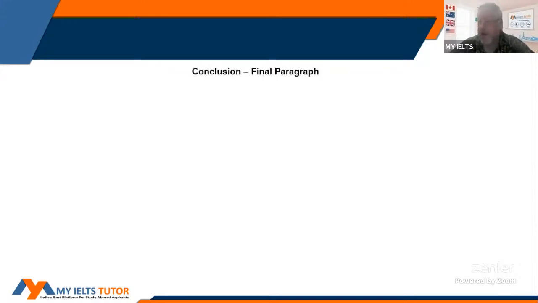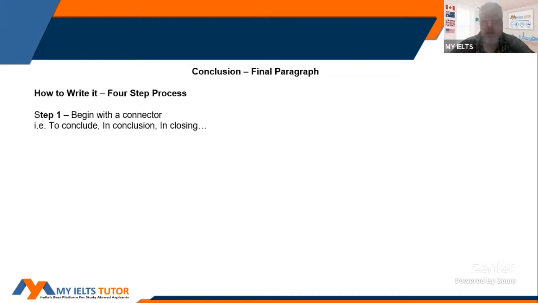Conclusion is our final paragraph. And so it should go like this. How to write it, it's a 4-step process. Step 1, you begin with a connector, such as to conclude, in conclusion, in closing, but you don't have to use those. But keep in mind that the connector must be formal in tone. This is because the essay is academic writing. And so we have to have a formal tone in our essay.